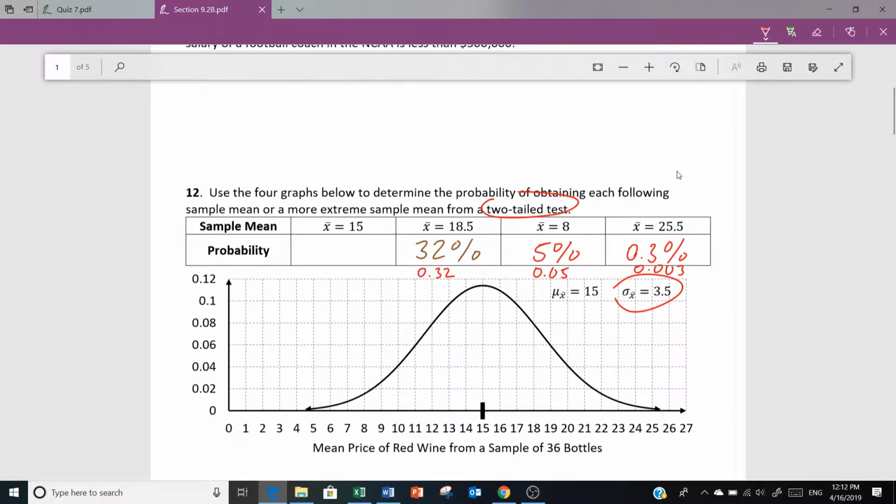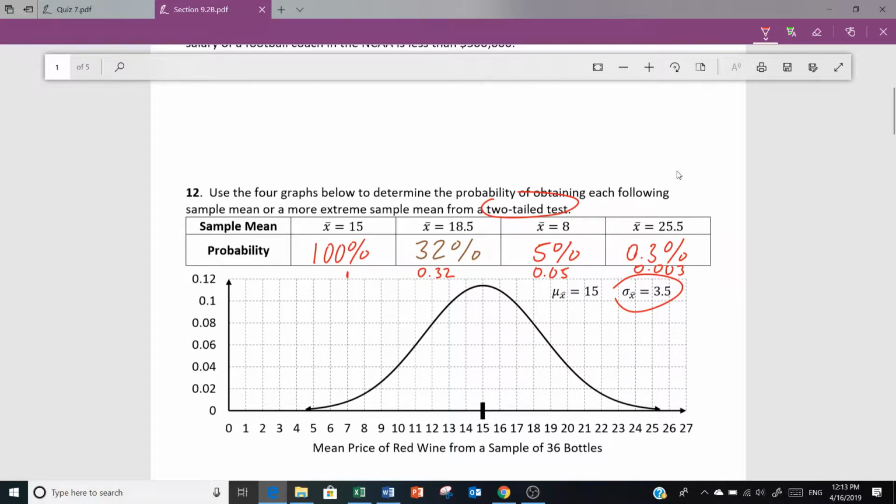Okay, lastly, all values are 15 or more extreme. That covers the whole graph. Everything is either 15 or more extreme. Think of something that's not 15 or more extreme? No. So what's the probability of getting 15 or more extreme? 100%. So, also that's 1. Which of these sample means seems very unlikely?